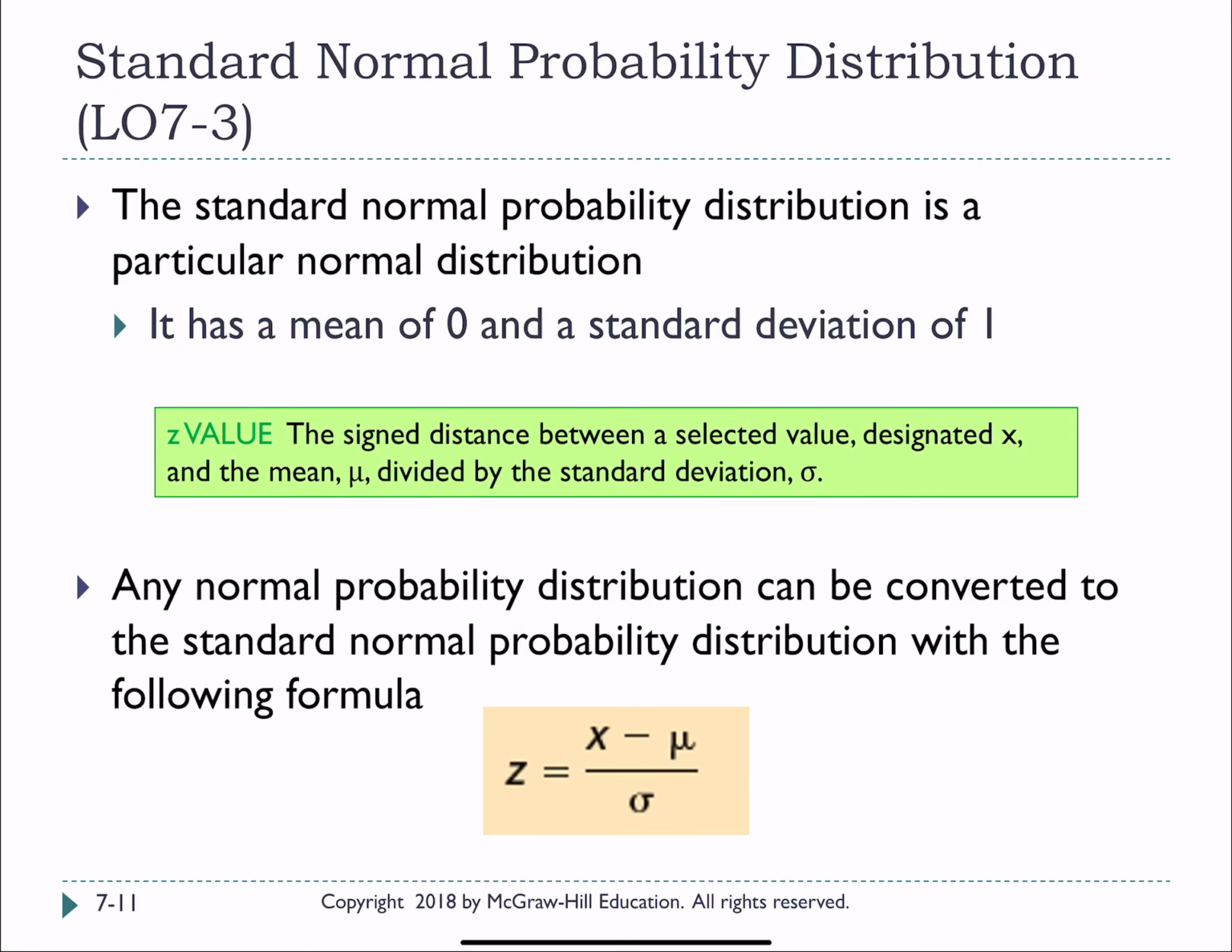So now we're going to get to what I call the standard normal probability distribution. This is a specific normal distribution, and it's got some unique characteristics in that its mean is 0 and its standard deviation is 1. Again, we're going to convert our other normal probability distributions into a standard so that we can have what we call a z-score or a z-value.